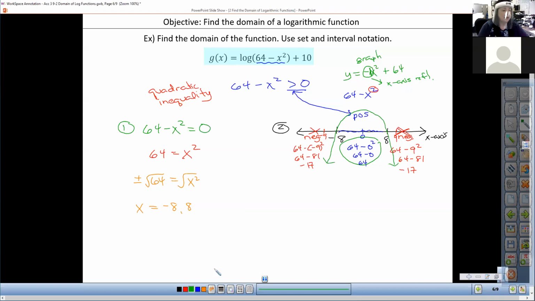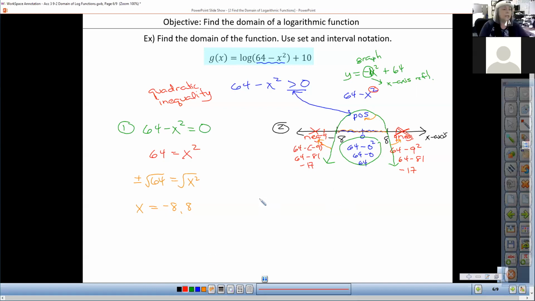Well, notice that the parts of the parabola that are below the x-axis correspond to negative y's. And the part of the parabola that's above the x-axis corresponds to these positive y's. So either way, it's justification for concluding that this section of x's is our domain.